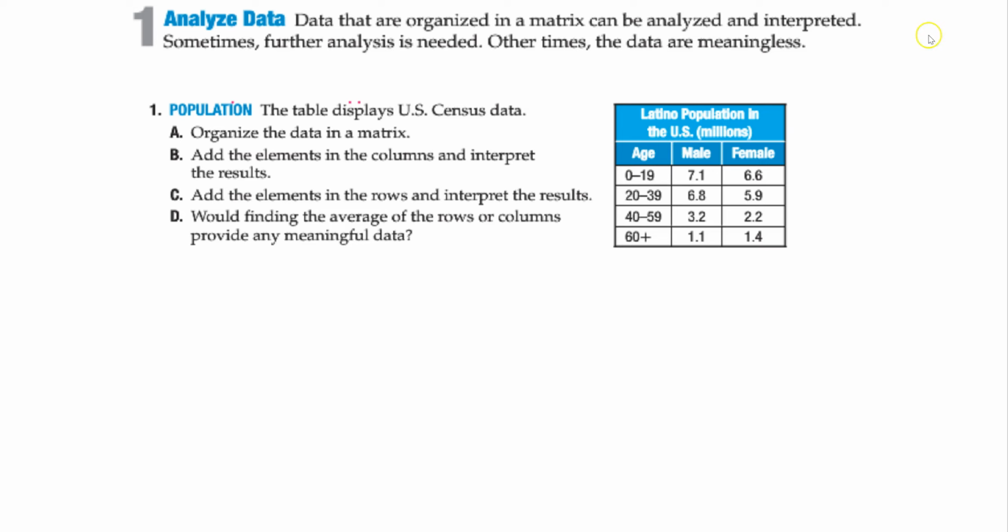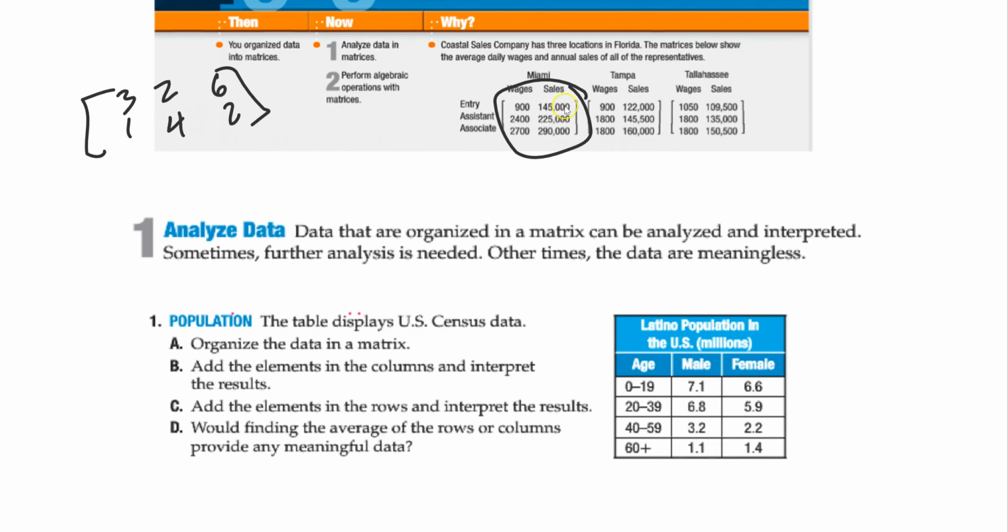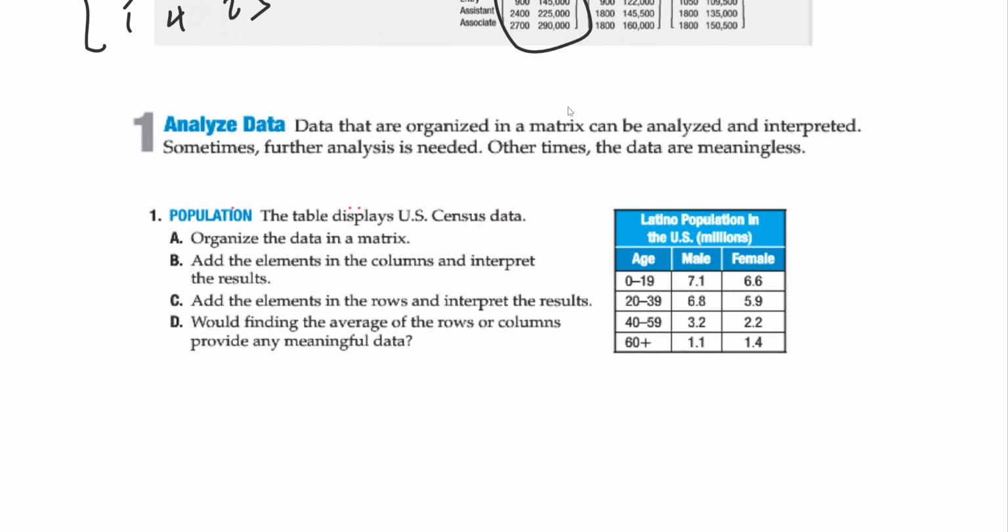So right there, that's data organized in a matrix. There's more data organized in a matrix. It just lets you know really quickly what some data is. Like these are all the wages, those are all the sales, and it lets you do lots of stuff with it. That's all a matrix is, just a way to rearrange numbers.